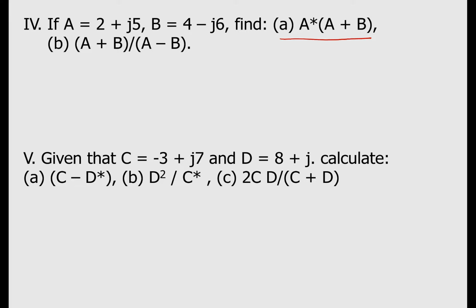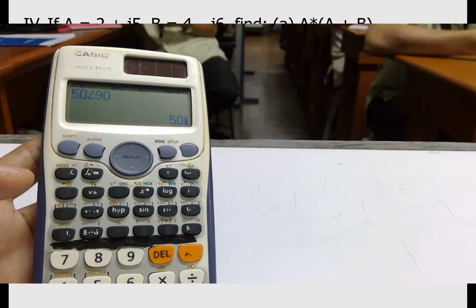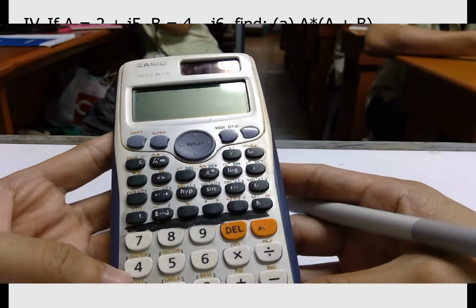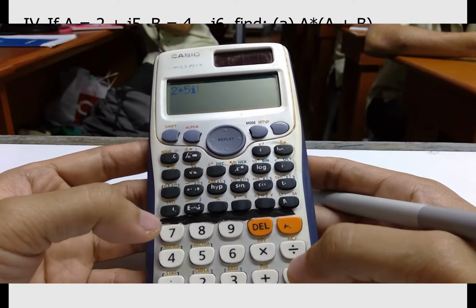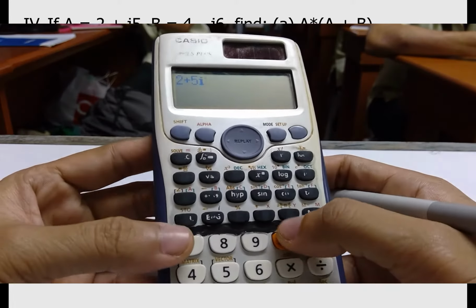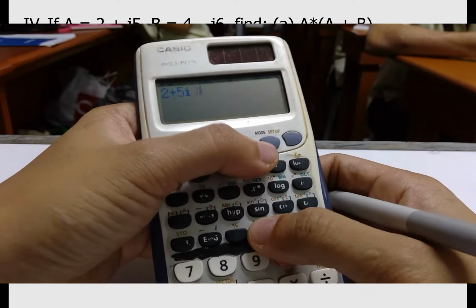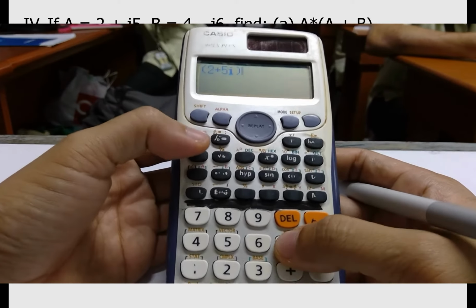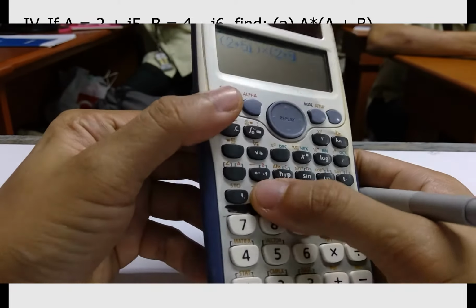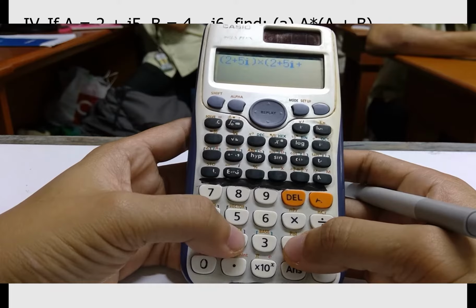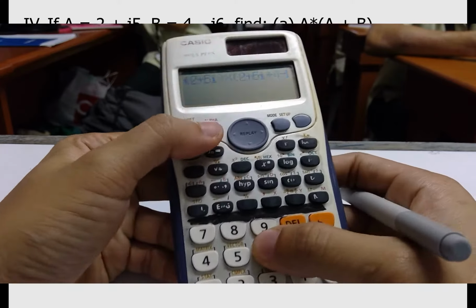You can actually manually solve it directly, like I have here my calculator. I want to write 2 plus j5, 5i. Now don't forget to write the parentheses. So 2 plus 5i plus 4 minus 6i.